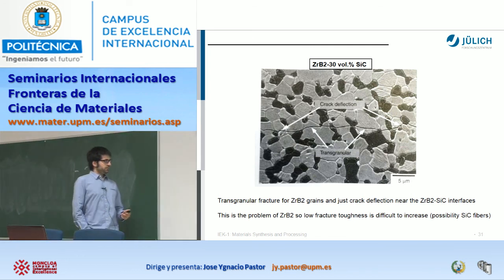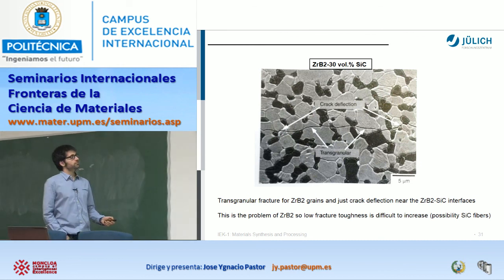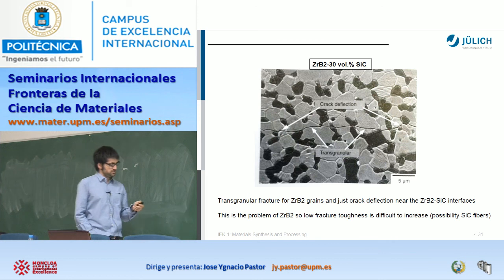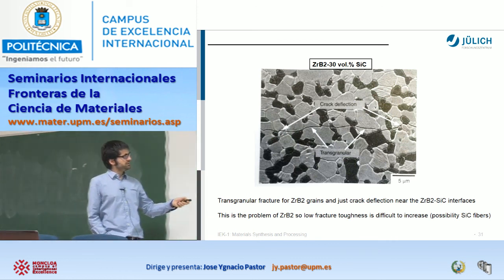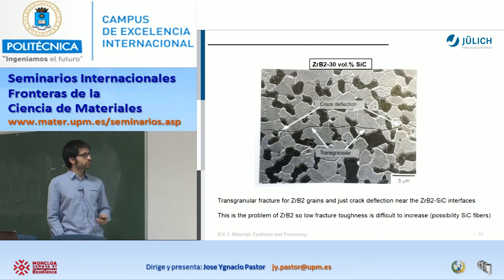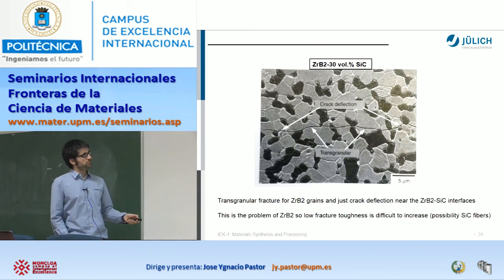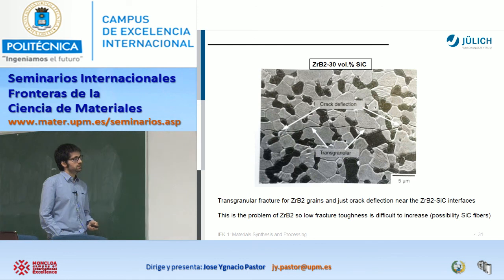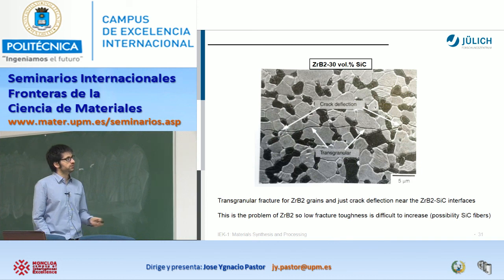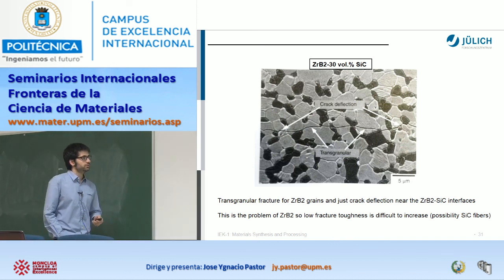Okay, and here is one example of the microstructure of our materials. These gray areas correspond to the zirconium diboride grains. As you see, this one is 5 microns, less than 10 microns, and the other phase, the dark phase, corresponds to the silicon carbide particles.